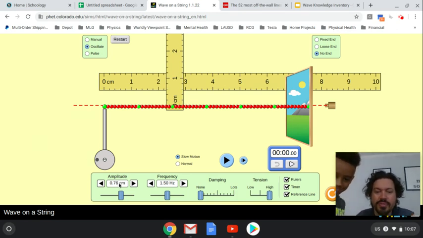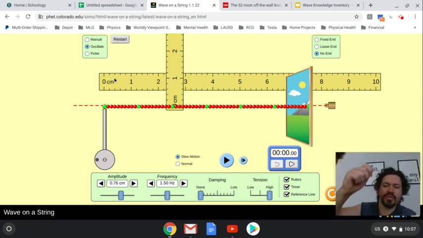So when you get here, it'll just be sitting there like that. So here's amplitude. I've got no end selected, oscillate selected, which means this is just going to go up and down. It's going to be basically like your hand moving up and down.